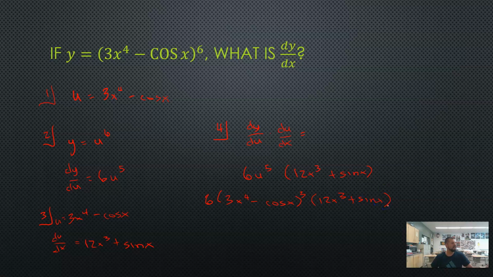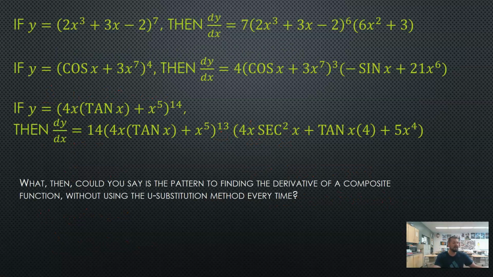Now you might be asking, is there an easier way to do these questions? If you look at it, here are some examples that have already been done. I've got 2x to the 3rd plus 3x minus 2 to the 7th. The derivative of that is 7 times 2x to the 3rd plus 3x minus 2 to the 6th times 6x squared plus 3. And you could look at all of these, and you would probably notice that something is going on in every single one of them.